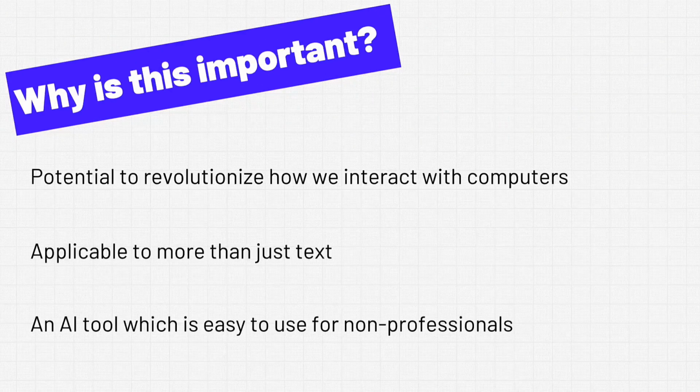So why is this important? Well, large language models like GPT-3, I can't overstate this, but they really do have the potential to revolutionize how humans interact with computers. It's a breakthrough, and it's important to be on the cutting edge if you're interested in this sort of thing. As well, large language models aren't applicable to just text, but also for generating images, video, audio, and I'm sure people will discover more uses as we go on.